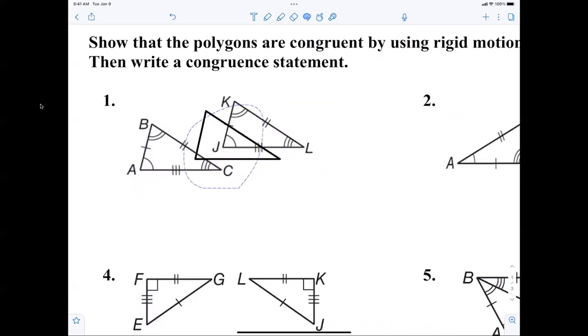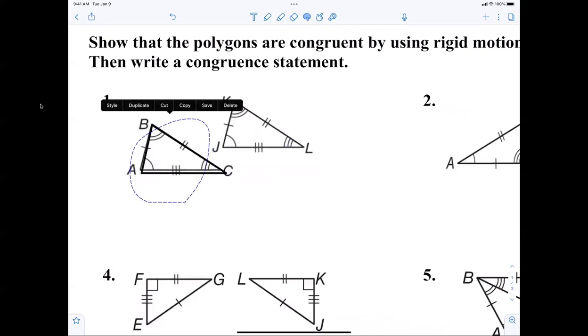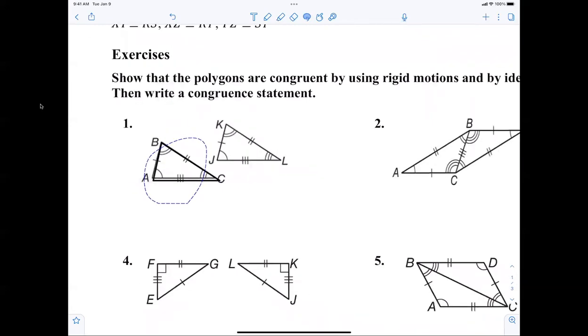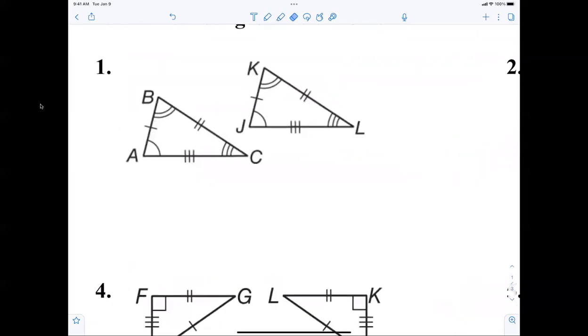But that's not really how you do it. So I don't really care about the rigid motion. I will never ask you anything about rigid motion. But that's just what rigid motion means. It just maintains its shape as it's being moved. So with that being said, are those two triangles congruent? Are these two triangles congruent? Yes. Because how many parts are there?